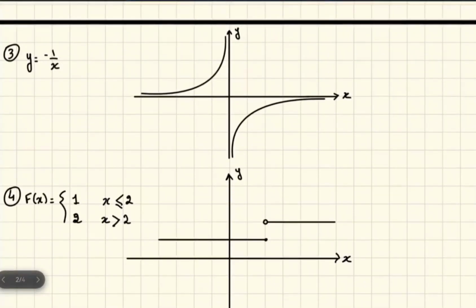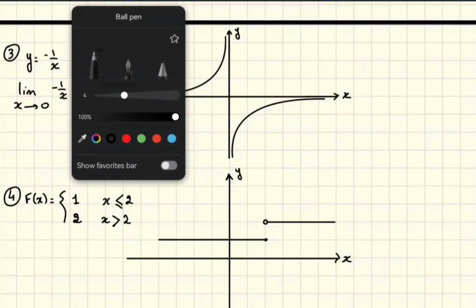Let's say you have this function given as y equals -1 over x, and the question, check the limit as x approaches 0 of -1 over x, which is the function basically. How much is that? Again, same idea.